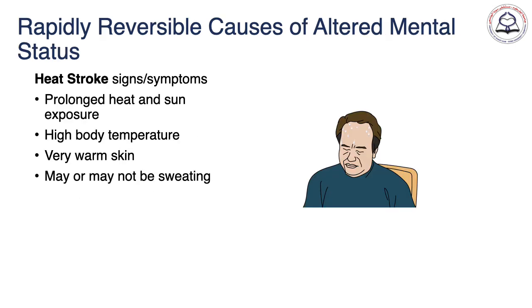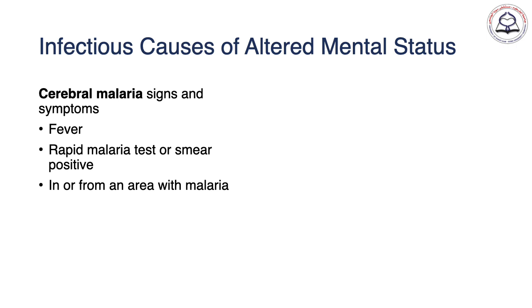Altered mental status, rapidly reversible causes: heat stroke. You will see exposure to prolonged heat and sun, high body temperature, very warm skin, and the patient may or may not be sweating. Infectious causes of altered mental status: think about malaria. The patient will present with fever, sweating, intermittent fever, and the blood test for malaria will be positive, and some people are from an endemic area of malaria.